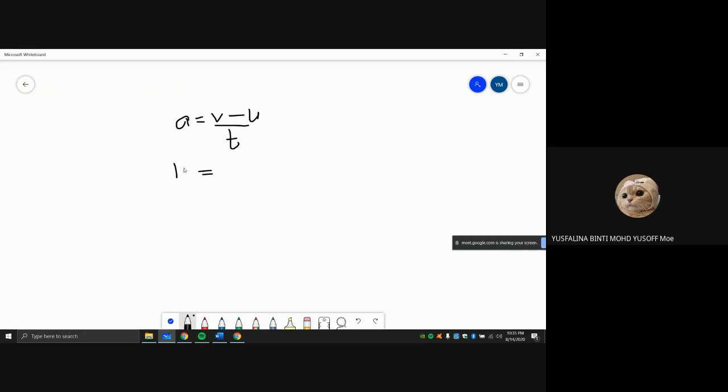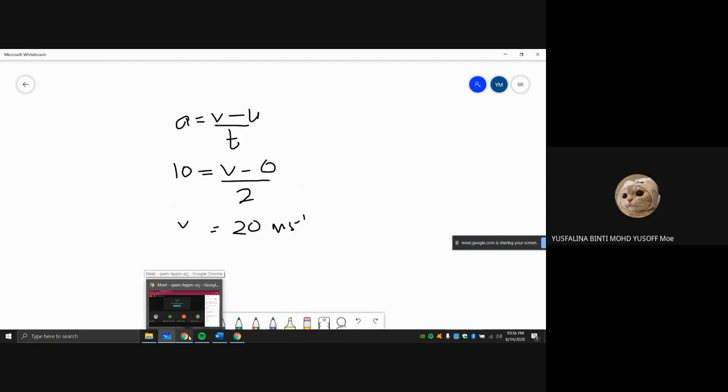So the acceleration is 10. V you want to find. So let's say the U is 0. And then the time is 2 seconds, I think. So you got V is 20 ms negative 1. Or you can try to use this formula also.